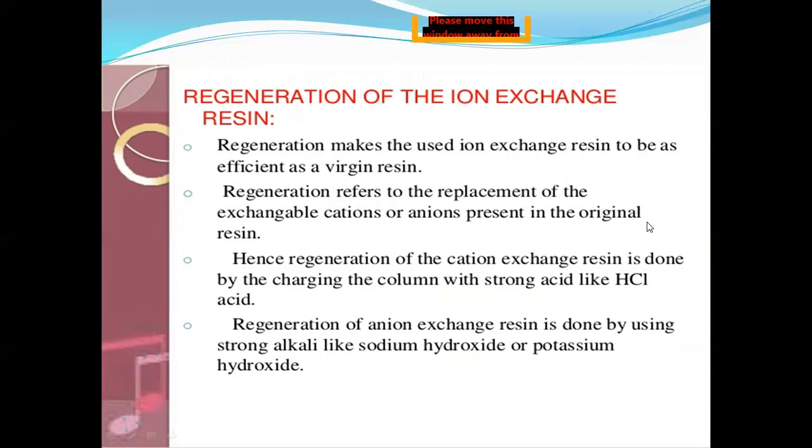So original resin means, after ion exchange, what happens? Our resin will be attached to either the cation or anion of the mobile phase. So we need to replace this, otherwise we cannot use it further. Hence, regeneration of the cation exchange resin is done by charging the column with a strong acid like HCl, or a strong base like NaOH. Okay.